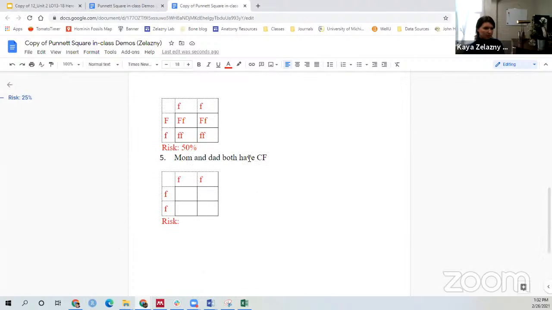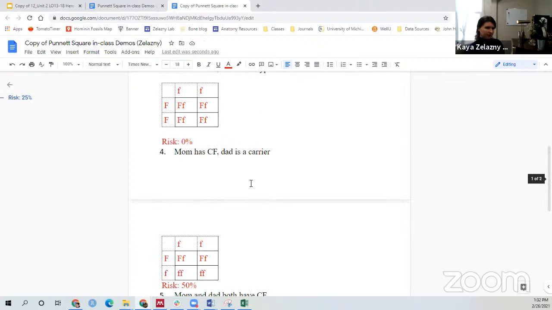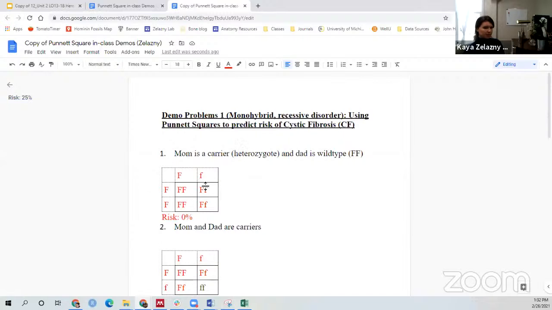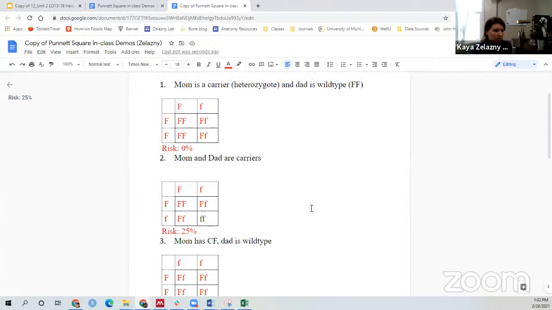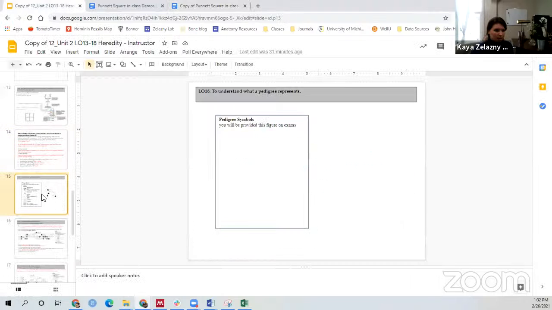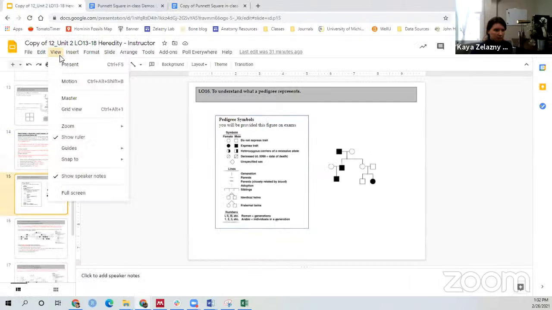Finally, if mom and dad both have CF, there's only that recessive allele to be given. So every one of those offspring is going to end up with CF. So that was kind of rapid fire, but having done one, hopefully you can see how you would do the others as well. So that's really all we're doing when we do these Punnett squares.